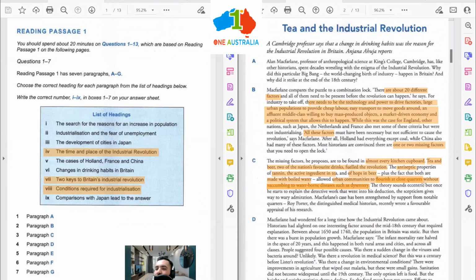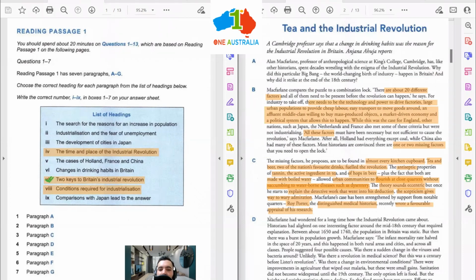The theory sounds eccentric. Eccentric means a little strange. It seems a little strange that tea and beer can bring industrial revolution. But once he starts to explain the detective work that went into his deduction, so they're saying once he provides you with the research which he has conducted, the skepticism gives way to admiration. Skepticism means the doubt will go away and what is left is admiration for this person's work. Macfarlane's case has been strengthened by support from notable quarters such as what? Roy Porter, a person who is what? A distinguished medical historian, and he wrote a favorable appraisal of his research. So this person wrote a very favorable appraisal of the research conducted by Mr. Allen, right? And as I've already told you, what should be the heading? The entire paragraph is devoted to talking about the benefits of tea and beer and how it helped in industrial revolution. So, two keys to Britain's industrial revolution.